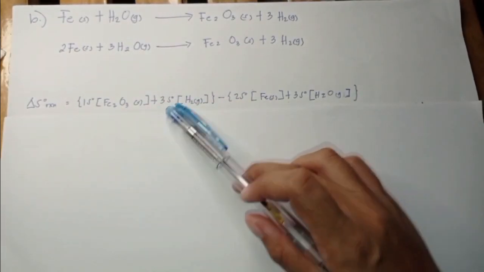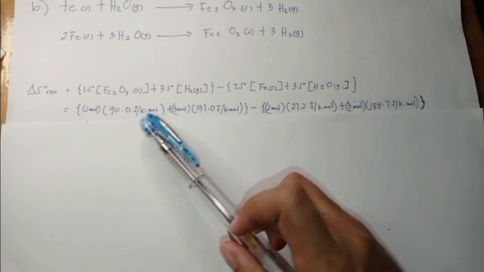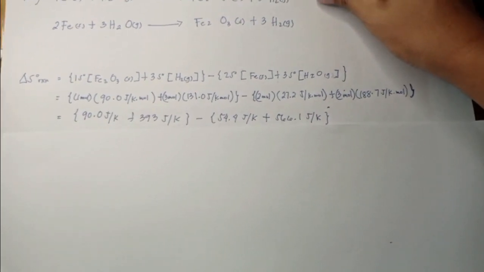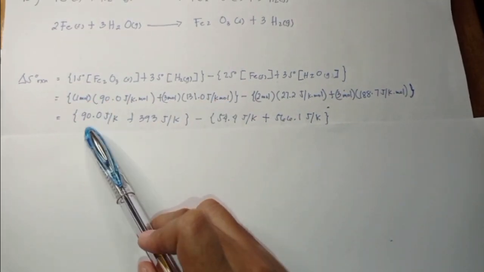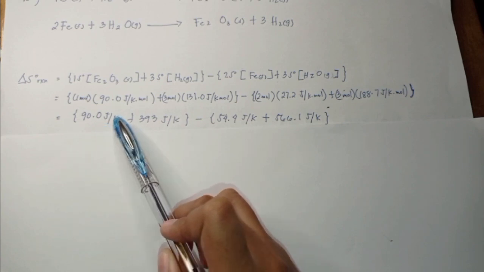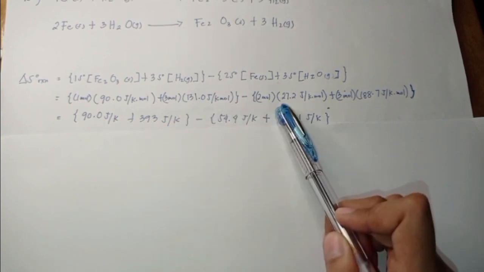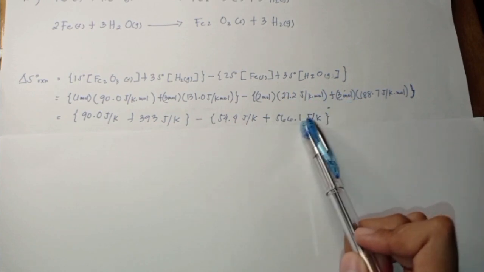Same as 5A, we get the values from thermodynamics data at 25 degrees Celsius or 298 Kelvin. We will just multiply it by the mole. So 90.0 joules per Kelvin, 393 joules per Kelvin, and subtract it from our reactant, 54.4 joules per Kelvin plus 566.1 joules per Kelvin.